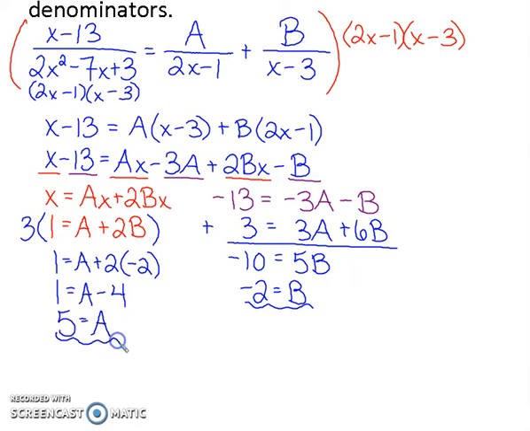So now that I know what a and b are, I can go back to the beginning, and instead of a over 2x minus 1 and b over x minus 3, I can put a 5 here and a negative 2 here. So this is the sum of the individual linear rational functions that would add together to give me x minus 13 over 2x squared minus 7x plus 3.